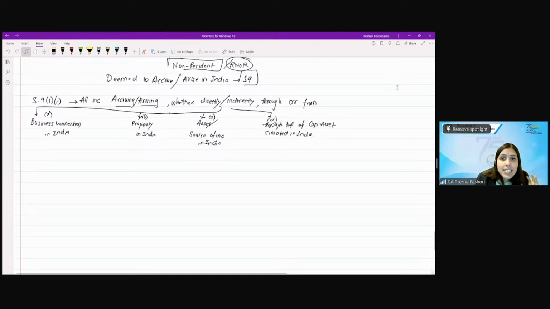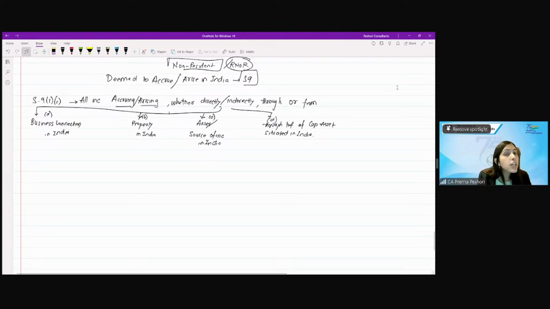Then it says asset or source of income in India. Through or from any asset or source of income in India. So if any income is arising from any asset in India, for example, dividends, interest, royalties, right? So any asset, it could be tangible, it could be intangible. It doesn't say it should be only a tangible asset. It could be any asset. It doesn't even say it has to be a capital asset. It just says asset. So through or from any asset in India or a source of income in India.